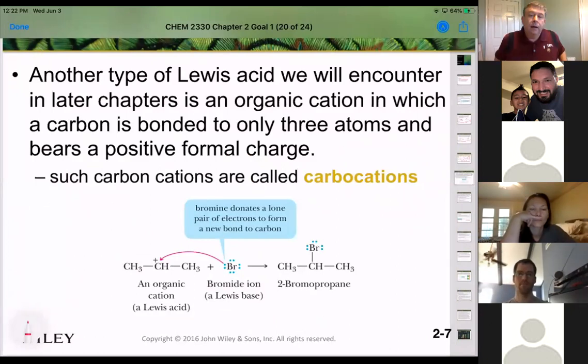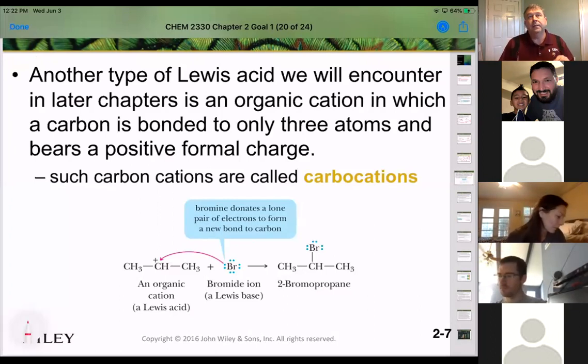So, like I said before, Lewis acids and bases are different than the Bronsted-Lowry because you must transfer a proton, okay? That's Bronsted-Lowry, and Arrhenius, you must have water, okay? So now I want to show you why we have to use the Lewis acid system when we're talking about organic chemistry. And the first Lewis acid I want to talk about is called the organic carbocation, which is a positive charge on carbon, okay?